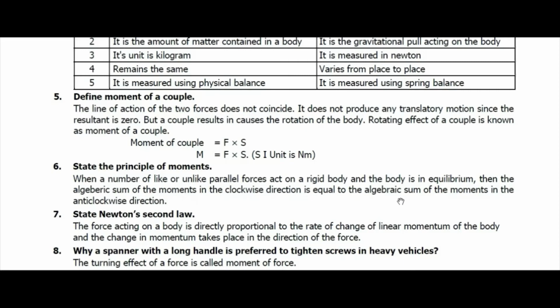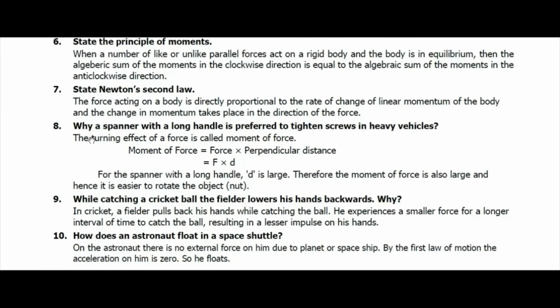Eighth question, why is a spanner with a long handle preferred to tighten screws in heavy vehicles? The answer: the turning effect of a force is called moment of a force. Moment of a force is equal to force into perpendicular distance. So the formula is moment of a force equals F into D. For the spanner with a long handle, D is large, therefore the moment of a force is also large, and hence it is easier to rotate the object.